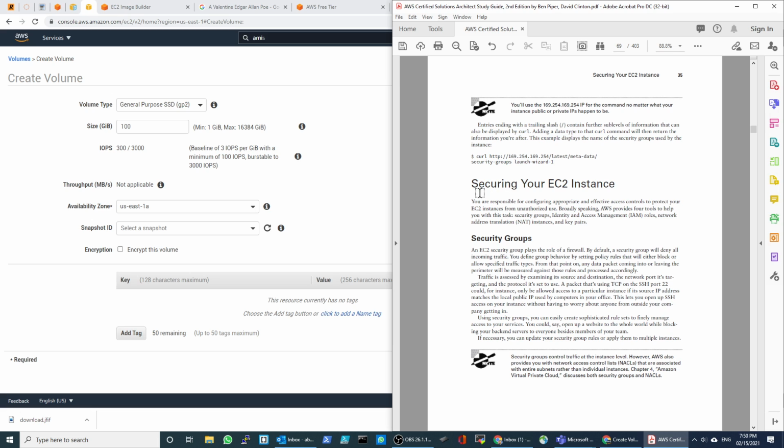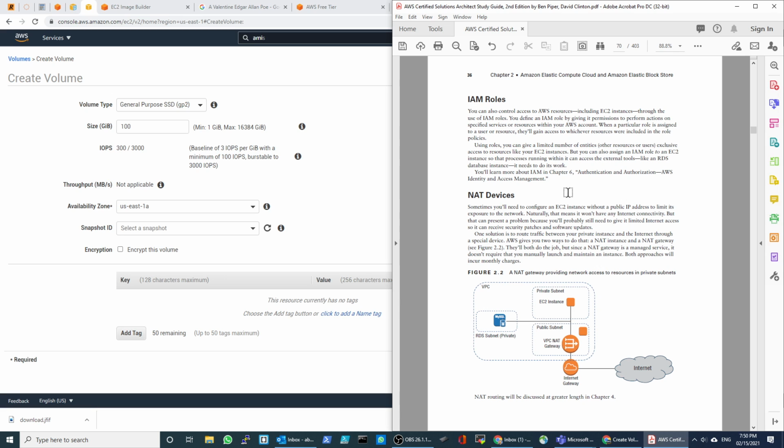And here, securing your EC2 instance. What do we use for that? Security group. Is a security group stateless or stateful? Anybody remembers? Stateful. Once you open it for inbound, it will open for outbound automatically. It has a memory, stateful security group. We created the security group and configured the ports. Then IAM roles, we'll talk about it later.